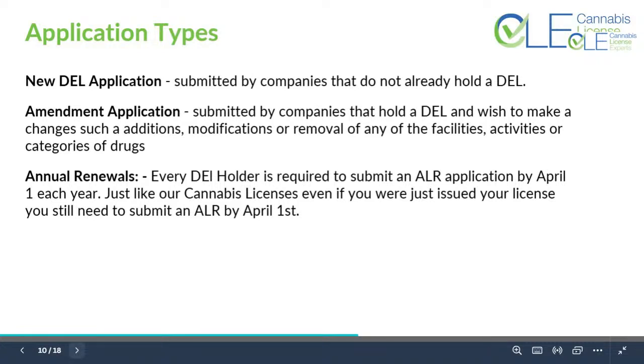And similar to the Cannabis Act and our annual licensing fees, if you are issued your license on March 30th, you're still going to be required to do your annual renewal the following day. So just keep that in mind. Regardless of what time of year you are issued your Dell, you are required to do your annual license renewal by April 1st.